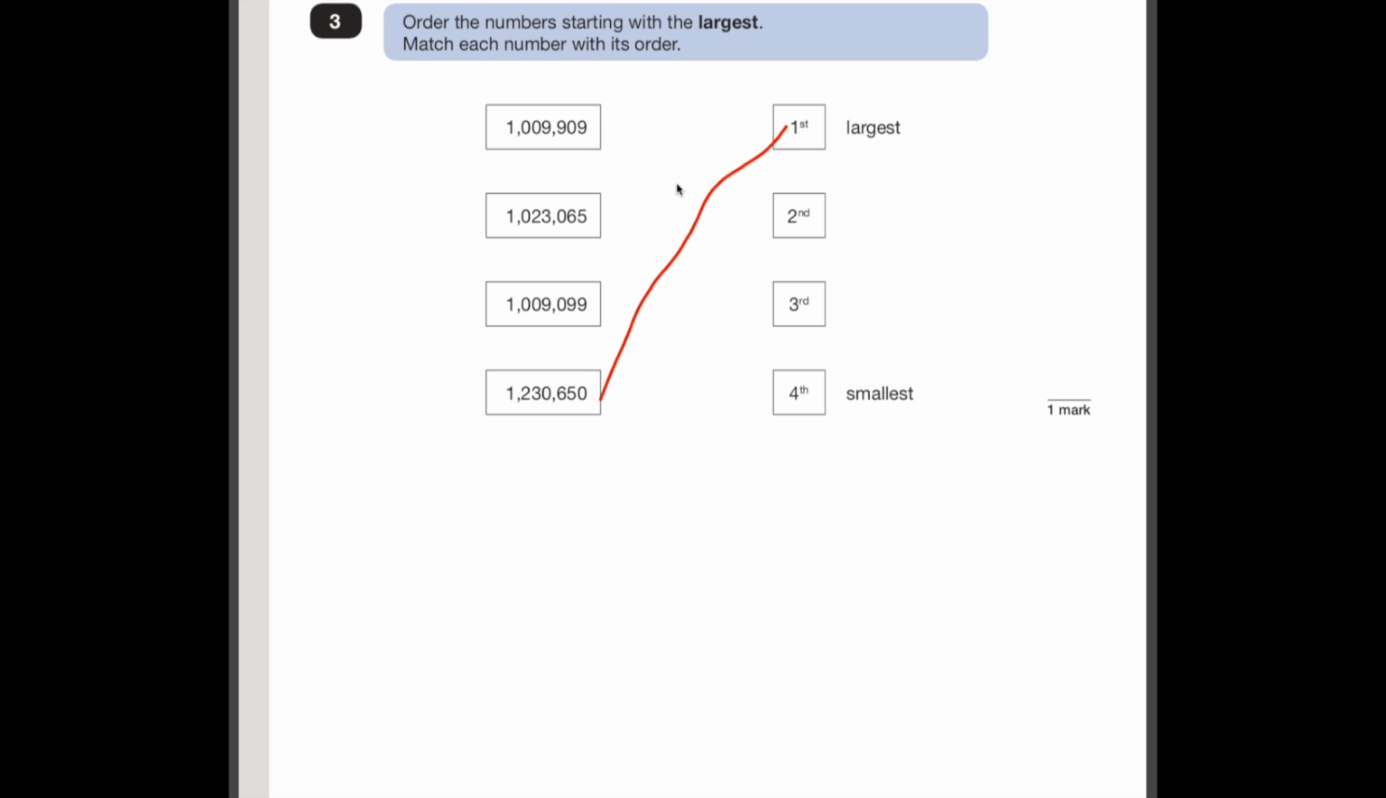Then we're going to move to the next column, and the next column is tens of thousands. And you can see that we have one here with a 2 in it, and the other 2 are zeros, so this one's going to be the second largest. And finally, the last 2 numbers we've got are broadly the same. They are 1 million, and then they have 9,000, nothing in between. But this one ends in 909, and this one ends in 99. Well, you know that 909 is obviously more than 99, so that means this one is the third largest, and this one is the smallest.